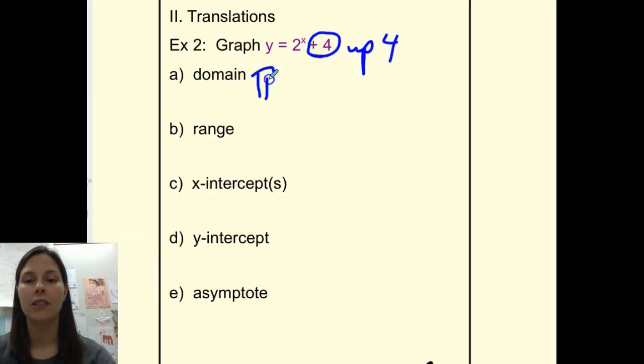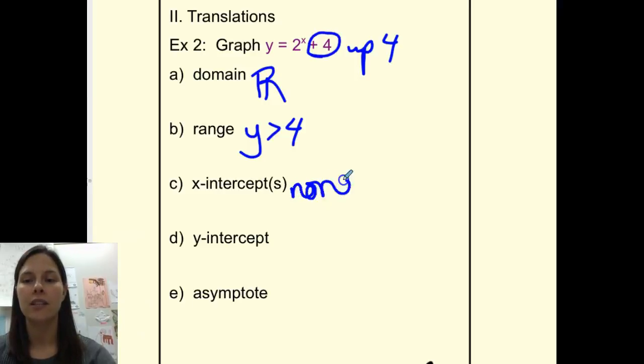Our first translation, this is a vertical shift up 4, which will not impact the domain. The domain is all real numbers. Remember, if the parent function has a domain or range of all real numbers, no transformation will change that. However, when you shift the graph up, that does change the asymptote or the range in the same amount. So instead of y being greater than 0, we'll have y is greater than 4.